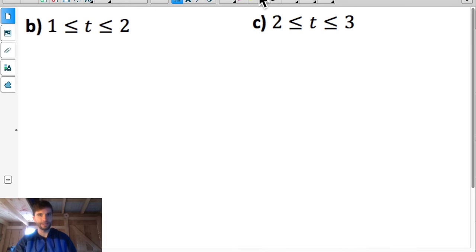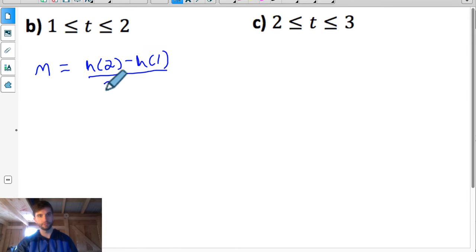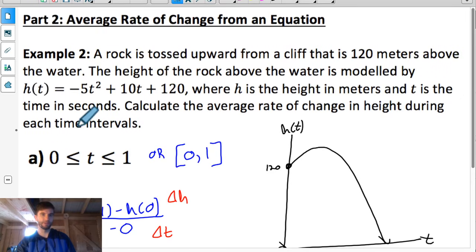So between 1 second and 2 seconds, the average rate of change would equal our change in height divided by our change in time. So h at 2 minus h at 1 all over the change in time, 2 minus 1. So up here is our change in height, down here is our change in time. And now we need to calculate what is the height at 2 and what is the height at 1. So let me go back to the equation and calculate those.